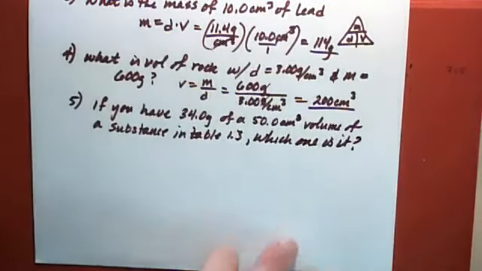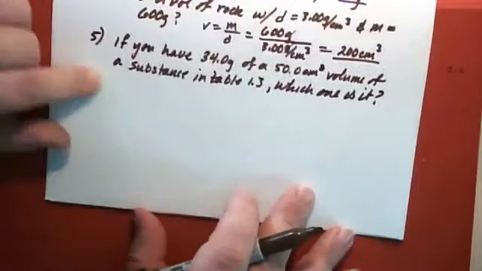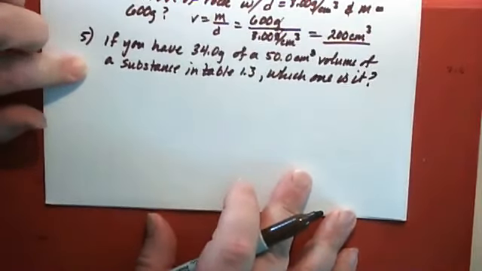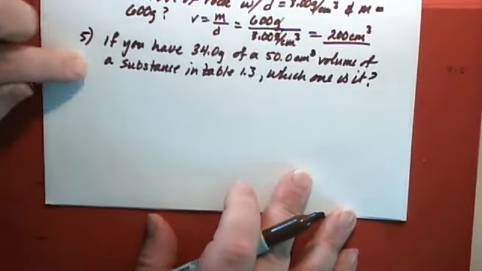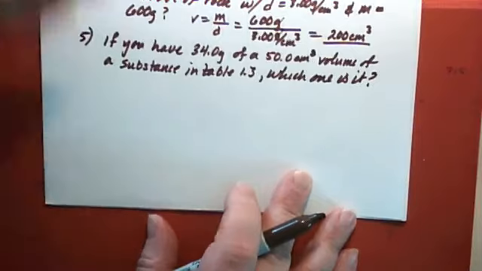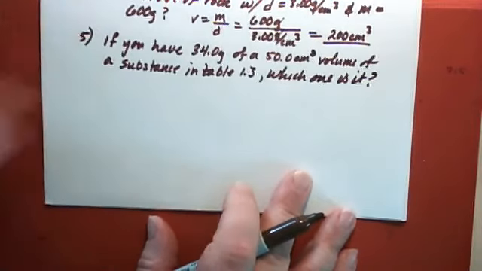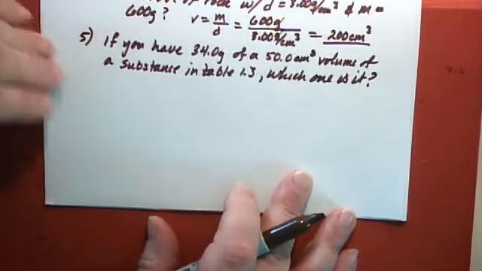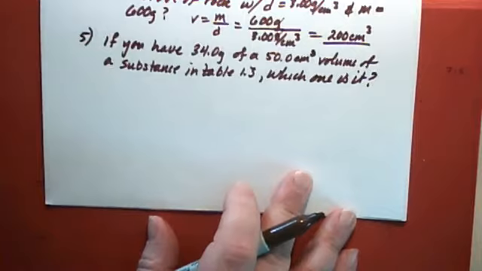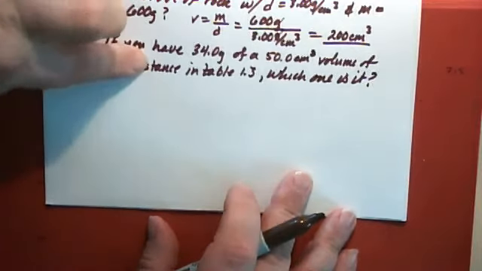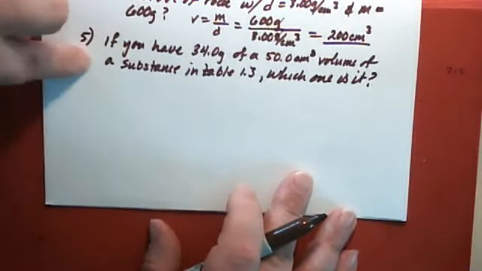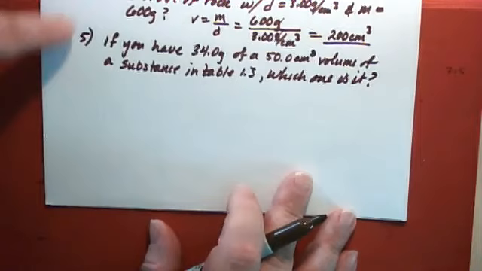So what we want to do here is find the density of this substance and match it up to one of the substances in the table. Because, again, density is a characteristic property of any given pure substance. So if you can find the density of this sample of the substance, it should be the same as the density of that substance in the table.